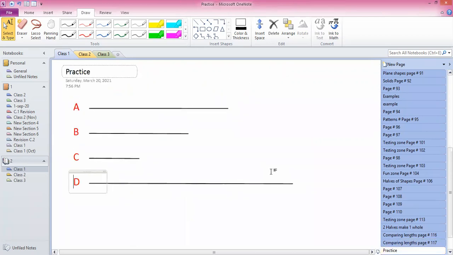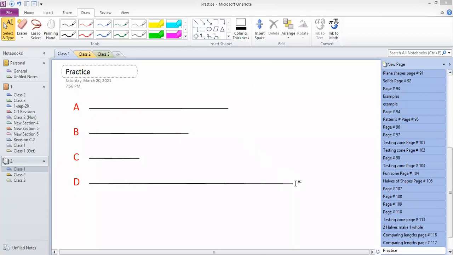This is the work which you have to complete in your notebook. Take out your notebooks, please. All of you, take out your notebooks. Guys, did you take out your notebooks? Yes, sir. Very good, very good.